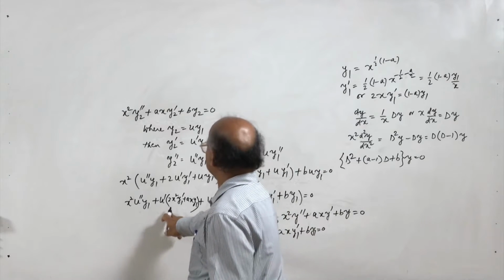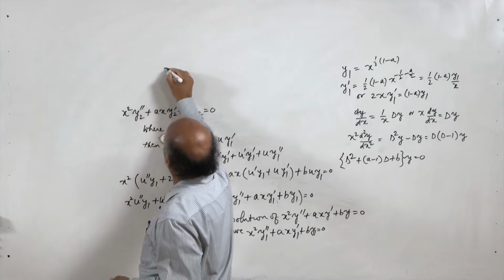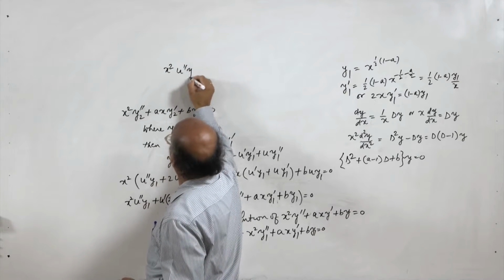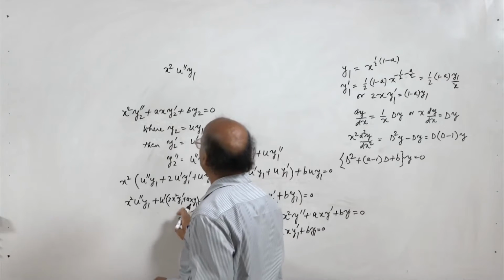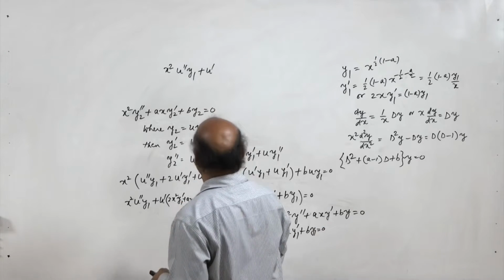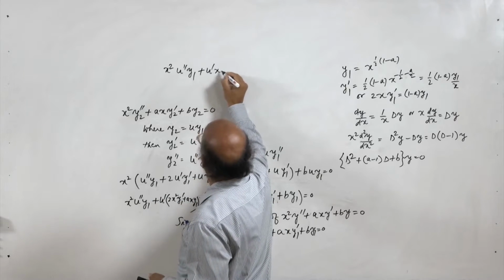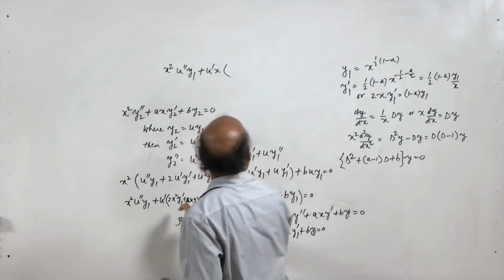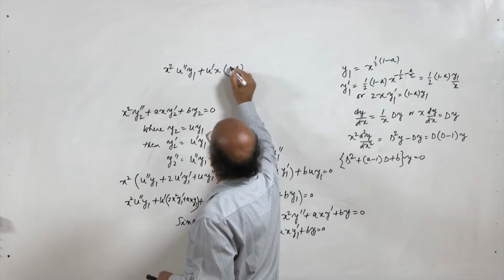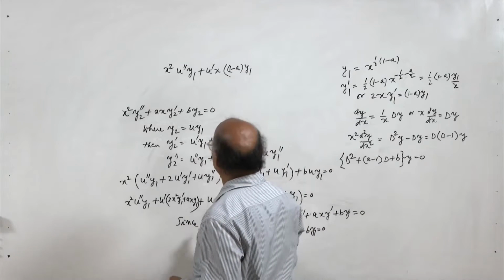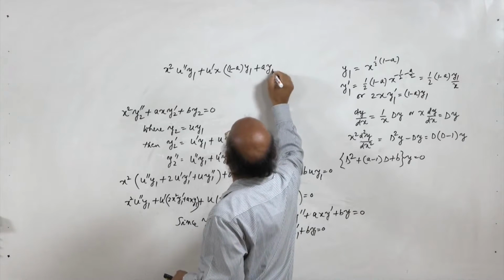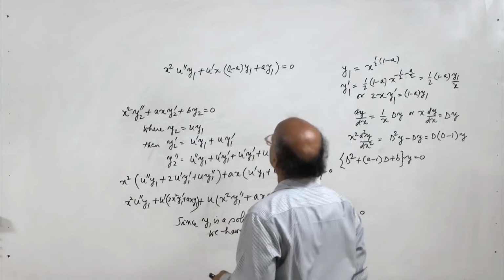Okay. So, this equation reduces to x squared u double dash y1, and then u dash, let us write x outside. So, u dash x, and then 2 x y1 dash, 2 x y1 dash is (1 minus a) into y1, and here we have a y1 equal to 0.